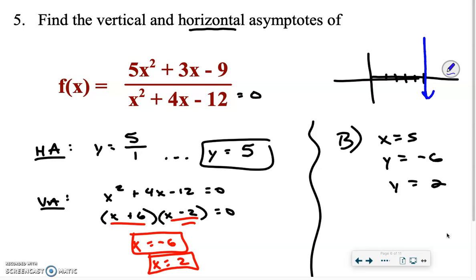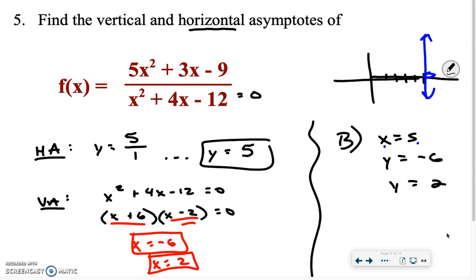That's going to be vertical because it crosses through the x-axis at 5. And y equals negative 6 crosses the y-axis at negative 6. y equals 2 crosses the y-axis at 2. Okay? That's the way 100 years ago somebody told it to me, and I've thought of it that way ever since.